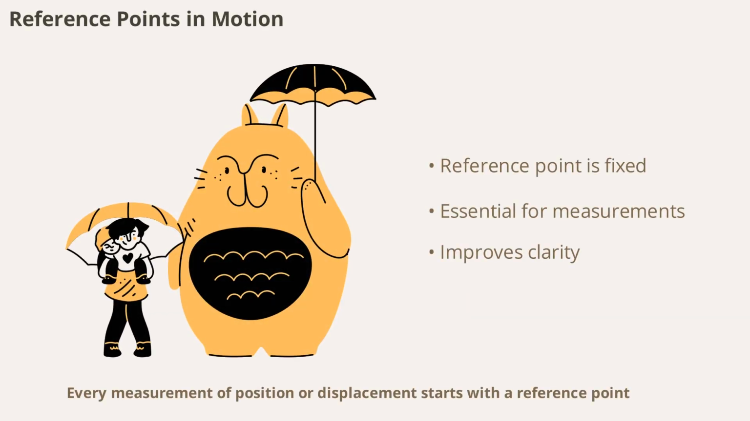Every measurement of position or displacement starts with a reference point. This is a fixed location from which all other positions are measured. Choosing the right reference point is essential for clarity and accuracy in describing motion. For example, your home might be your reference point when describing your journey to school.